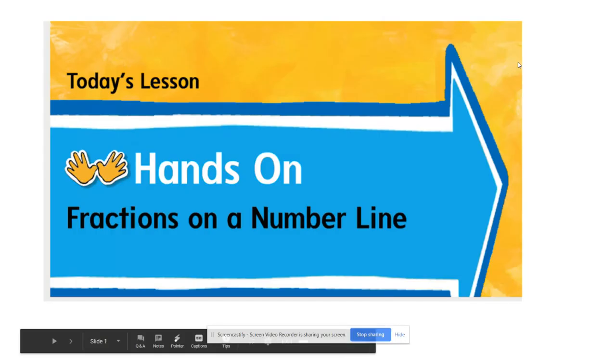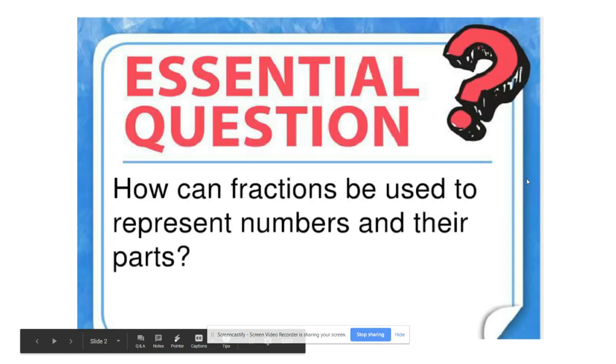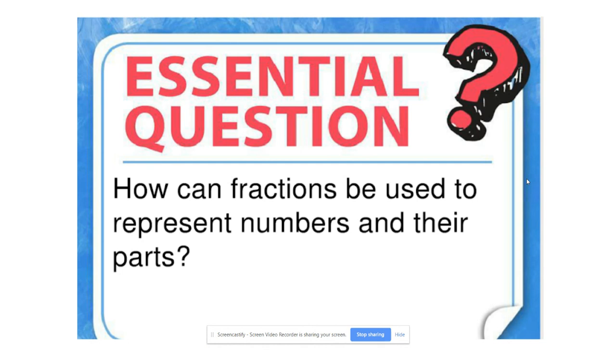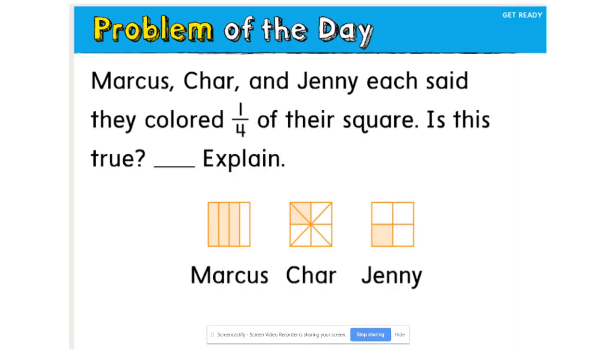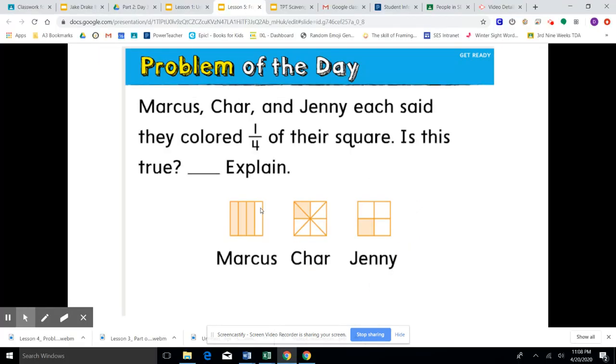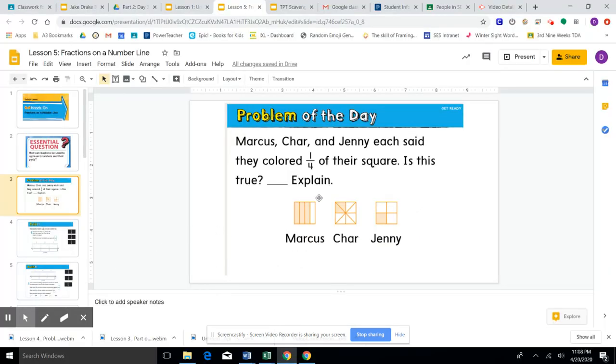Today we're going to be doing fractions on a number line. How can fractions be used to represent numbers and their parts? Marcus, Shar, and Jenny each said they colored 1/4 of their square. Is this true? Explain. So I have Marcus right here, Shar, and Jenny.